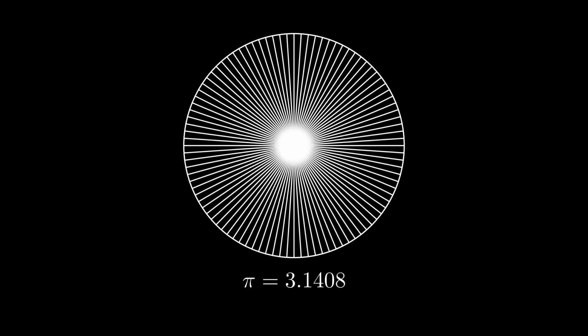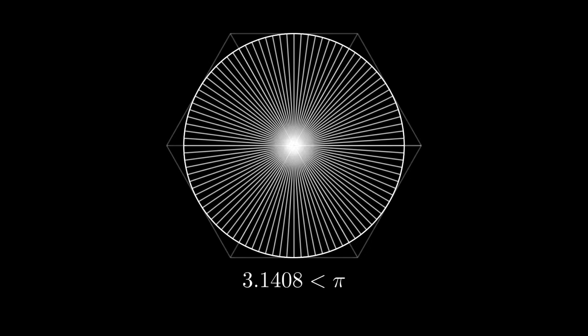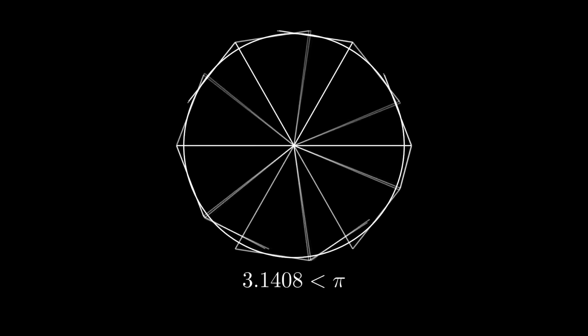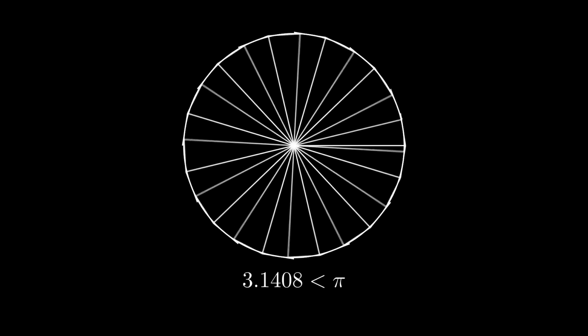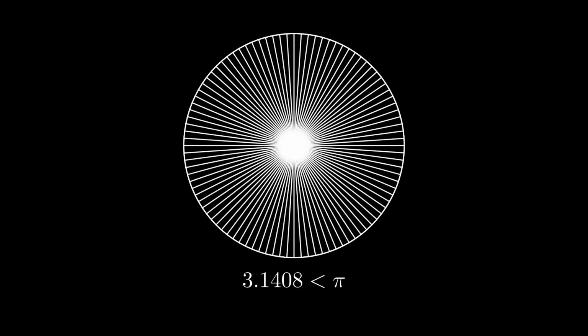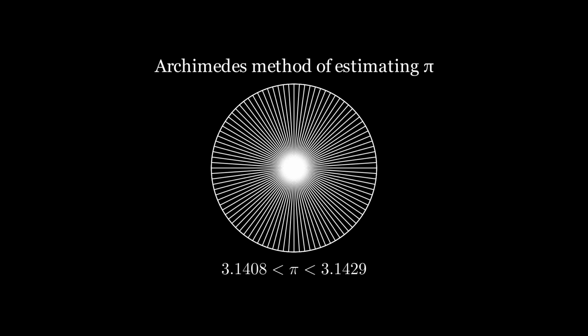No matter how many sides there are, the polygon will always have an area less than the circle. So he then drew a polygon that circumscribed the circle. By using a similar geometric approach, and realizing that this polygon always had an area greater than the circle, a remarkable estimation of pi was found. This was a fascinating approach, however it is not 100% accurate.